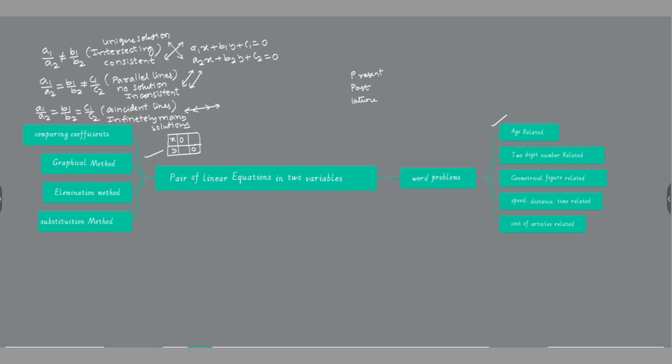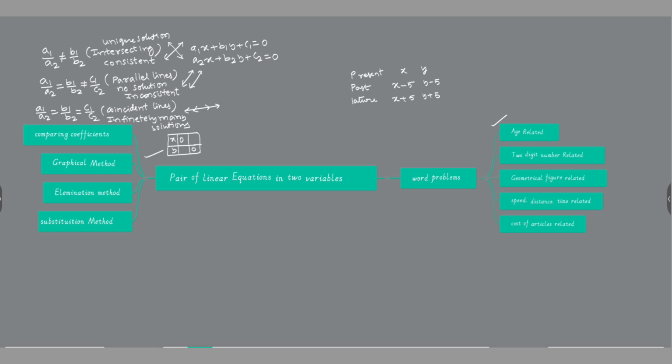Generally, present ages we take as x and y, then for past we have to subtract, for example, 5 years ago is x minus 5, y minus 5. Then for future or later, whenever they say later, x plus 5, y plus 5. They give some condition, and that condition should be applied here so that we get two equations, and then we have to solve them.